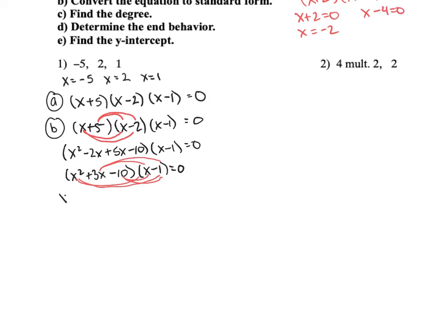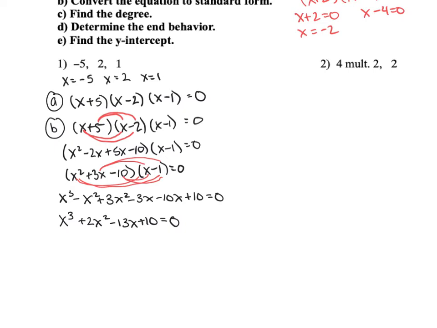So we're going to have x cubed minus x squared plus 3x squared minus 3x minus 10x plus 10 is equal to 0. So now once we've combined all of our like terms, we're going to have x cubed plus 2x squared minus 13x plus 10 is equal to 0. So this is us putting our equation in standard form, multiplying it all out and having things in standard form.